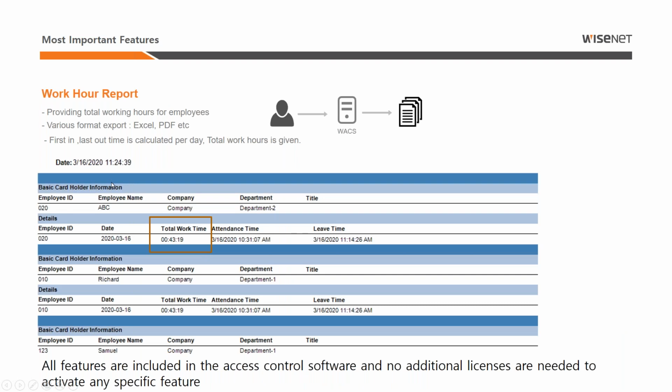Work hour report simply means based on your in and out time, you can print the duration, first in, last out. The difference you can print as a total working time.